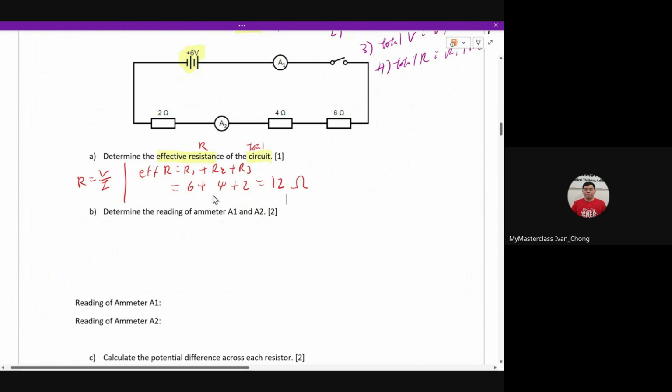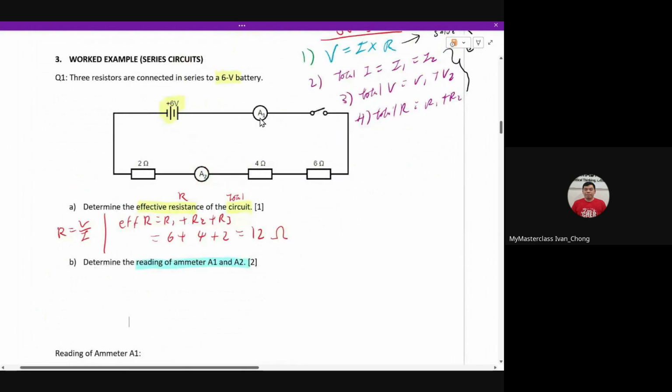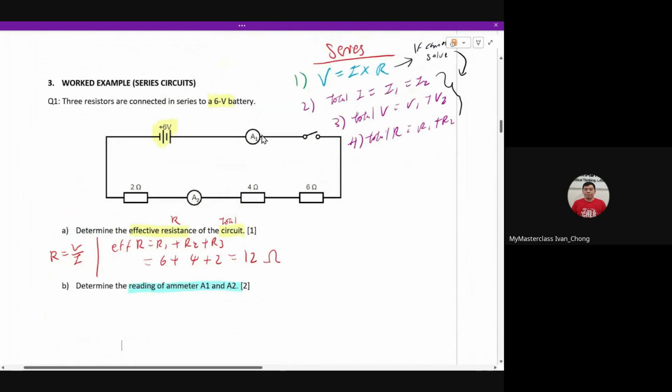Okay. Then next, you want to find the current reading. So the thing is, you want to find I1. All right. So I1, problem is, do you have V1, R1? We do have, right? I2, do you have V2, R2? We do have I2, V2, anything you have. So don't forget, this 6 is your total V. It's not V1, it's not V2, it's total V.